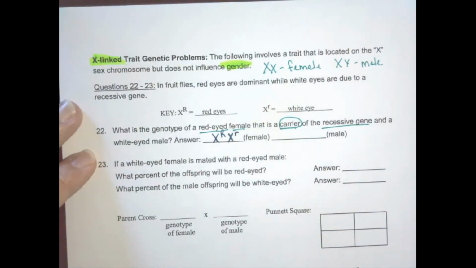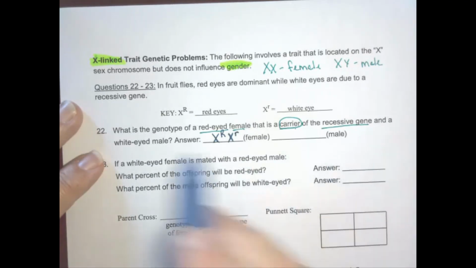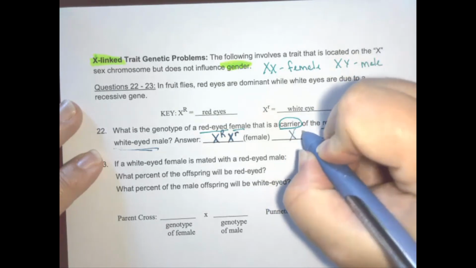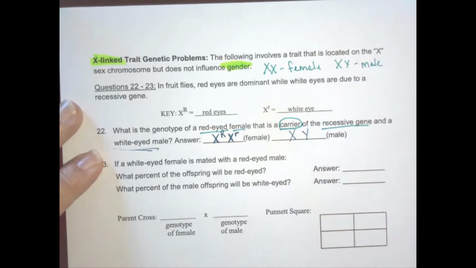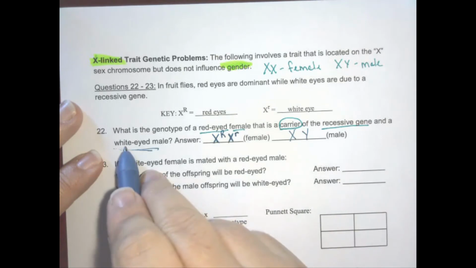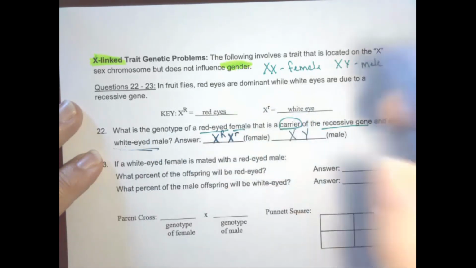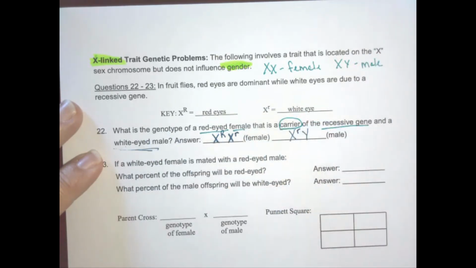That makes sense. Now for the male, it tells you here that the male is white-eyed. Okay, so males are XY. The Y doesn't get a trait here. But since he is white-eyed, he's going to be the little r. So X little r, Y. Okay, so that's how you figure that out.